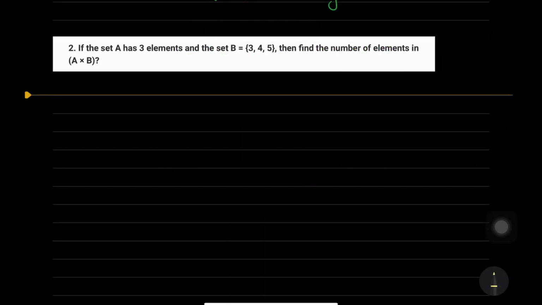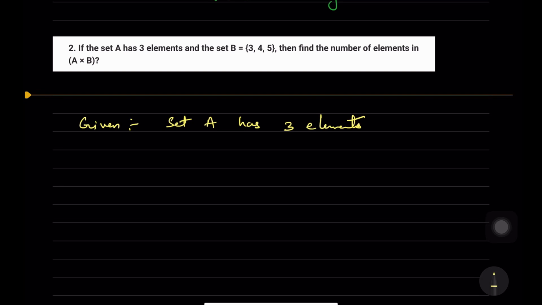Now going into the second problem. The second problem is, if the set A has 3 elements and the set B is 3, 4, 5, which also has 3 elements, then find the number of elements in A cross B. So now here you have that given. What is given in this problem? Given that set A has 3 elements.